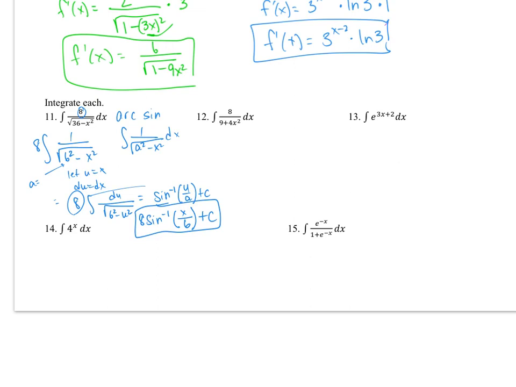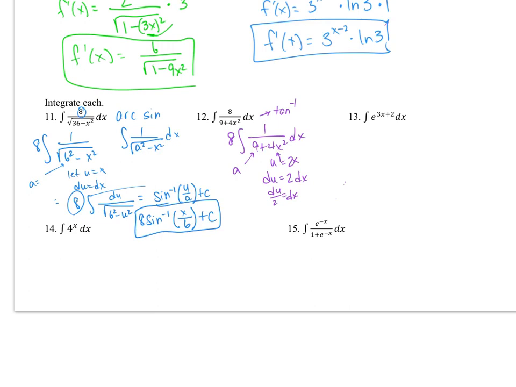All right, moving right along. Number 12. Again, we've got 8 over 9 plus 4x squared. We look at our formula sheet, we memorize all this, we end up realizing that this is going to be the inverse tangent formula. So we're going to take the 8 out again. We have the integral of 1 over 9 plus 4x squared dx. So what we can do is break this apart, we could say our a is that, our u is going to be 2x. So we're going to let u equal 2x, so du equals 2dx, so du over 2 is my dx.